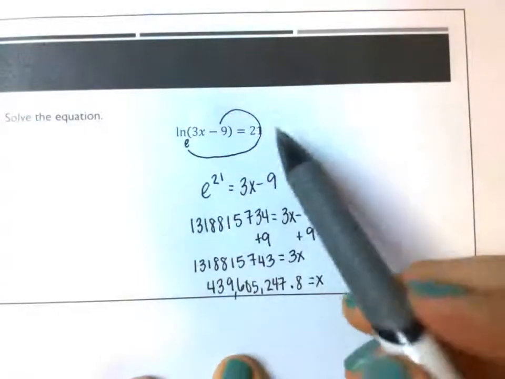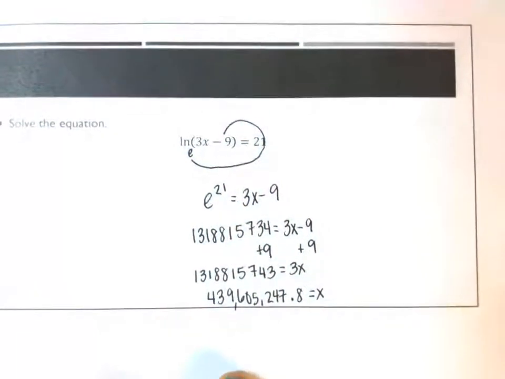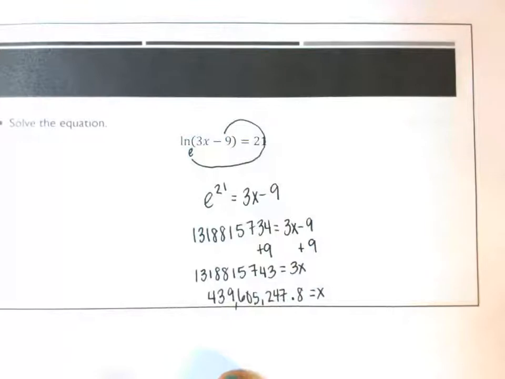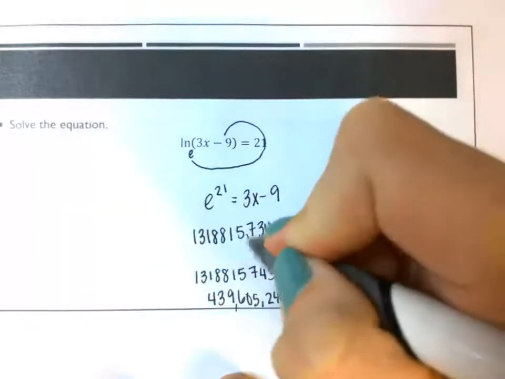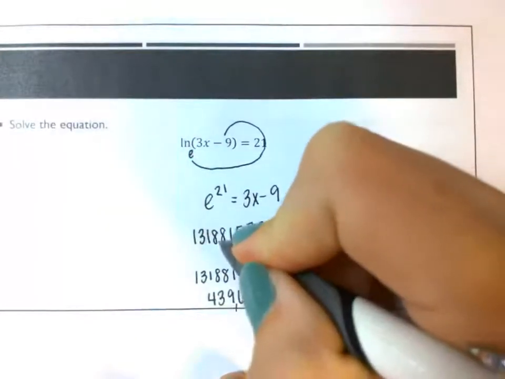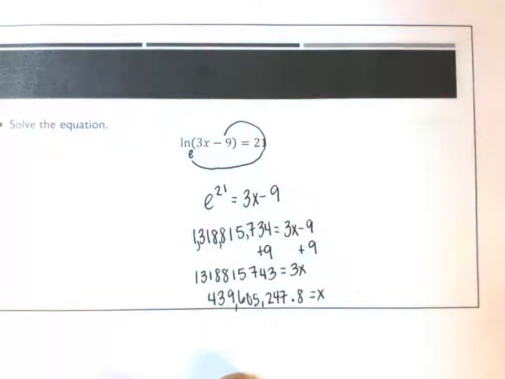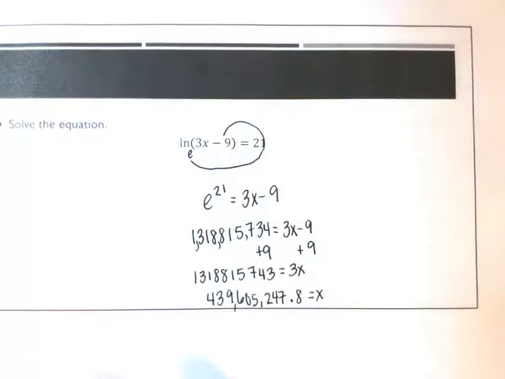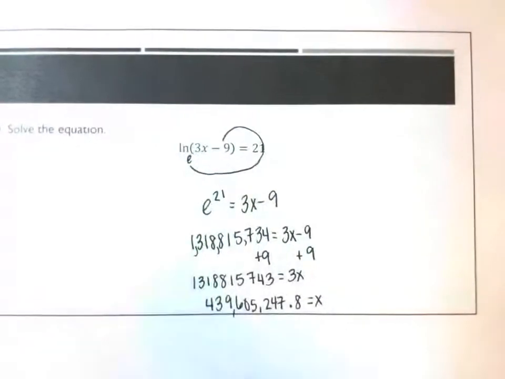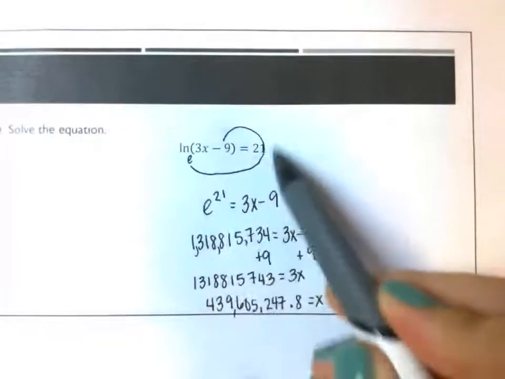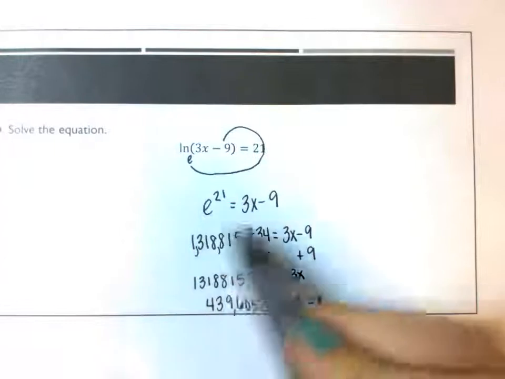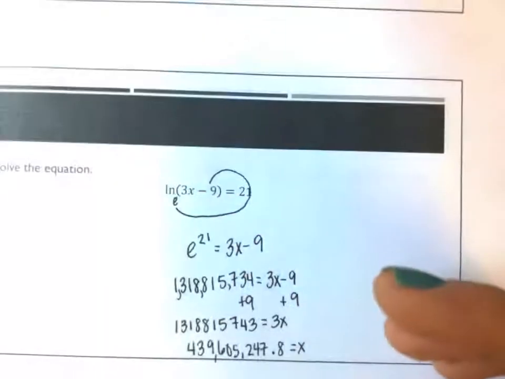It kind of makes sense that that was such an obscenely large number, because we started with e to the 21st. So we're doing 2.7 times itself 21 times. So it makes sense that we ended up with something that was literally 1,318,000,000, etc. So don't be alarmed if you do get a large number. Sometimes if you're raising something to a large number like this, it doesn't take very long for this number to get a little big for its britches.